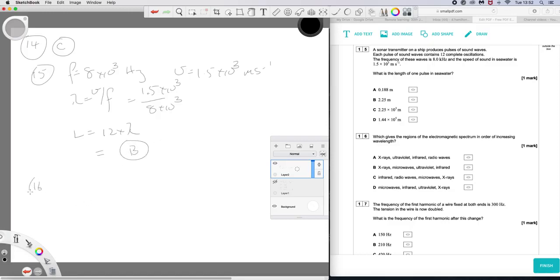Question 16. Which regions of the EMS are in increasing wavelength here. X, ultraviolet, infrared, radio, that's the one. A17.